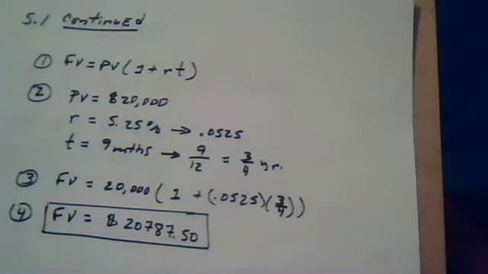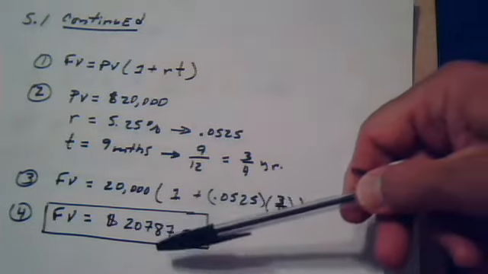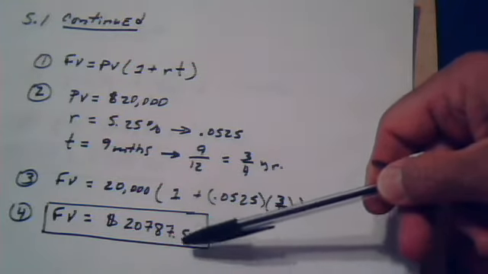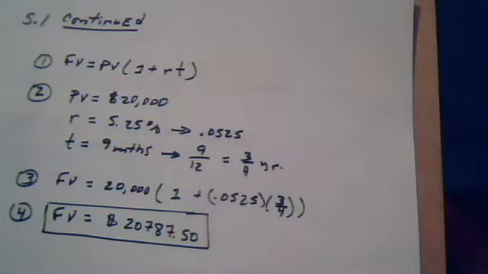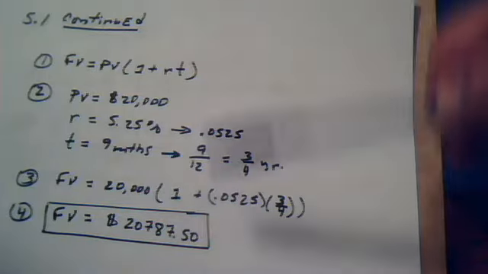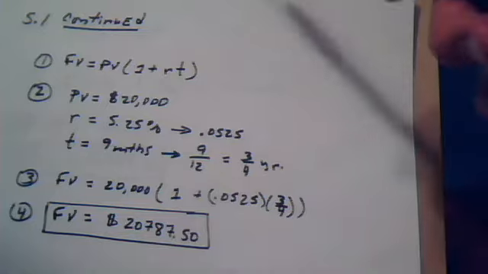Simplify. So he borrowed $20,000, but he has to pay $20,787.50. Right here, we can see right away that the interest is the extra amount they pay me or I pay them. In this case, he's going to have to pay $787.50 extra.